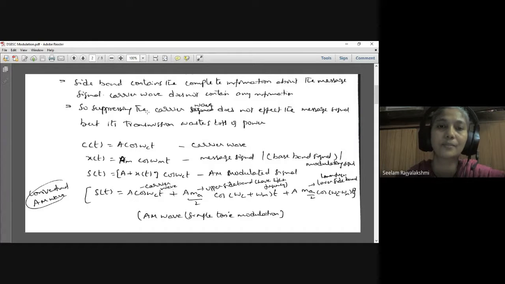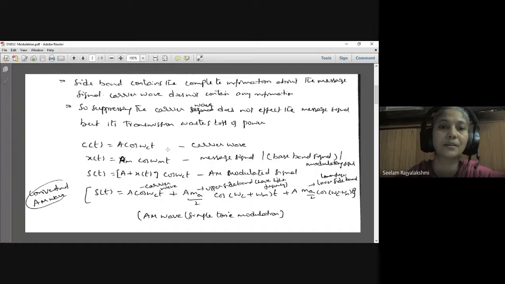So why are we not transmitting the carrier? Because of transmitting this carrier signal, a lot of power will be wasted. That's why we are not able to use this carrier wave to transmit these signals.